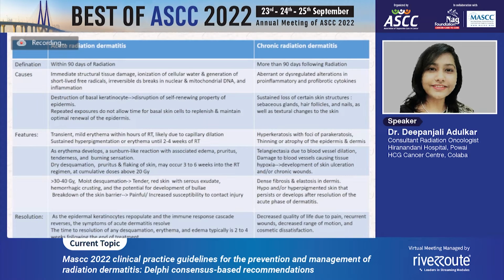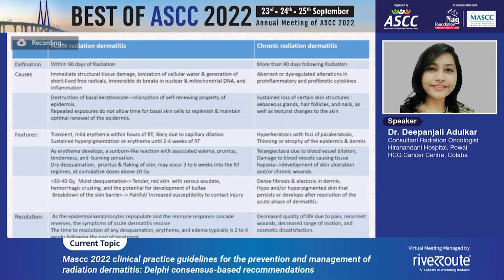The features we see are immediate structural tissue damage. There is generation of short-lived free radicals, which cause damage to the mitochondrial and nuclear DNA, resulting in inflammation. There is destruction of the basal keratinocytes, and because of multiple repeated exposures to radiation, the cells do not repopulate and replenish the epidermal layer.